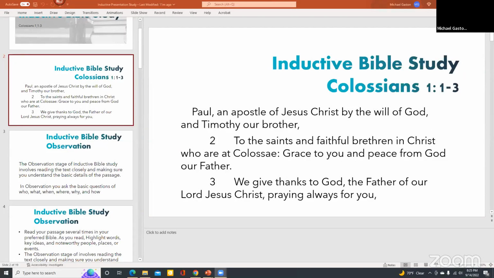And it gives us information on the regions of where the book is written, and it gives history on the individual who wrote the book, and why they were writing the book. It helps you to glean more information. So when you're reading it, you'll have a better understanding of why he was writing it.